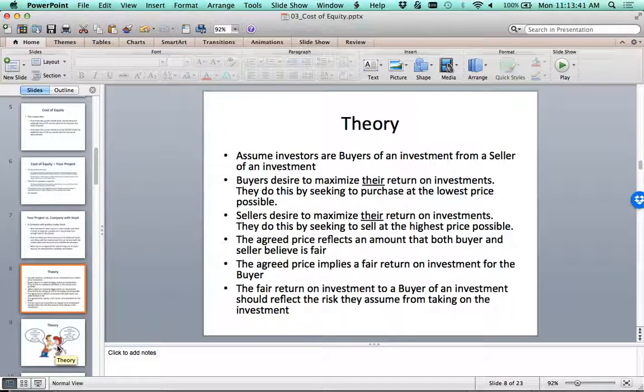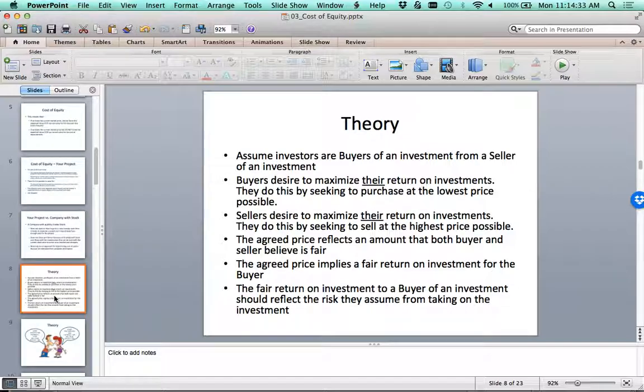So, how do they do that? Well, according to theory, if we assume that investors are buyers of an investment from sellers of an investment, then the buyers desire to maximize their return on investment, and they do this by purchasing at the lowest price possible. So if you think about it, the investment's going to have the same amount of cash flows no matter what. And so the only way you can change your rate of return is to either pay less for those, and that raises your rate of return, so you're getting those cash flows with less money invested, or you pay more for those, and so your return goes down because again you're getting the same cash flows, but you had to put more money in to get those cash flows.